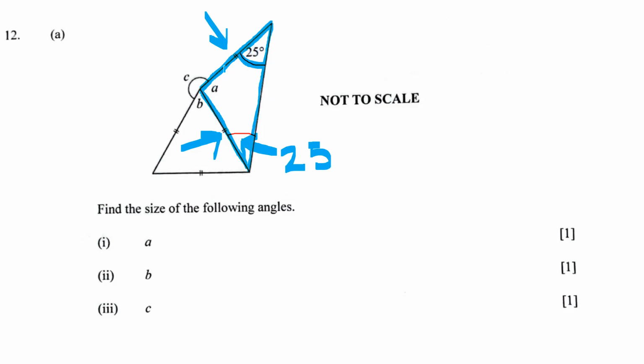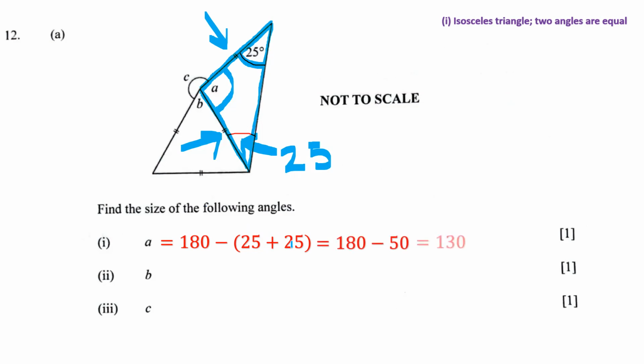Now we just need to figure out what A is. Angles in a triangle add up to 180 degrees. So we have to subtract our sum, which is 25 plus 25, from 180, which is 180 minus 50, which gives us 130. So 130 is the measure, or the size, of angle A. We got that because it's an isosceles triangle and the two angles are equal.